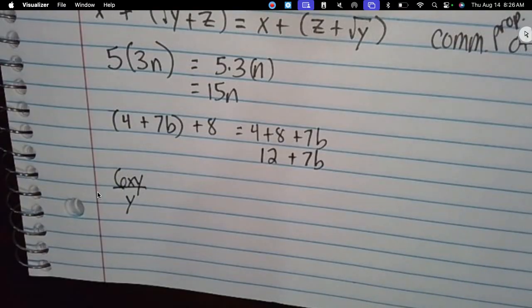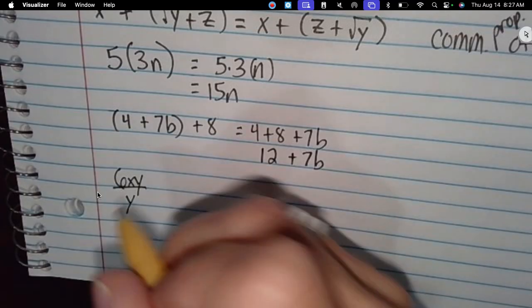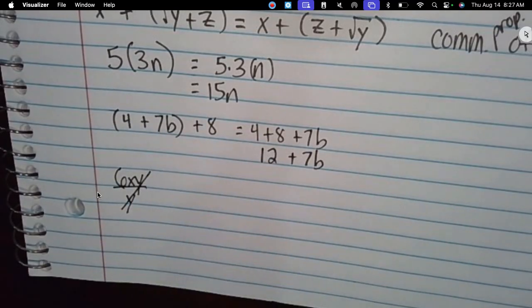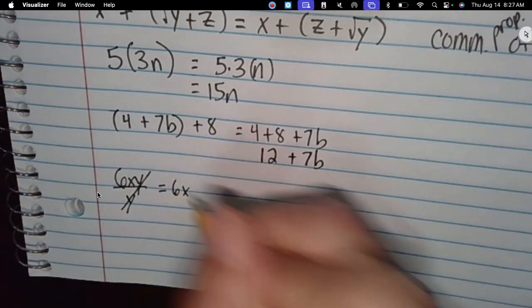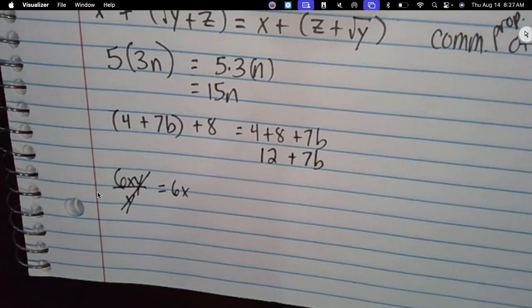What do y'all notice is in the numerator and the denominator that matches? Do you know what happens whenever they're like that? If you have y over y, do y'all know what happens? They cancel each other out. So what am I left with? 6x. They cancel out to 1 is what happens, okay?